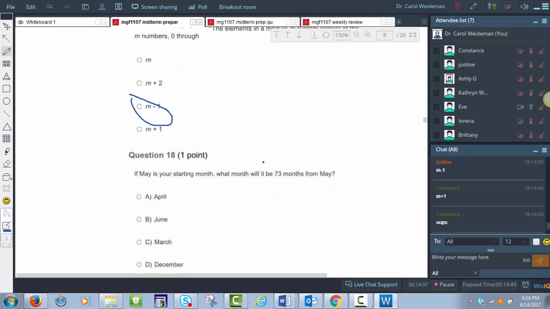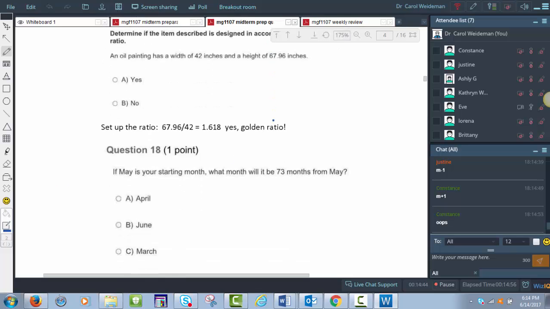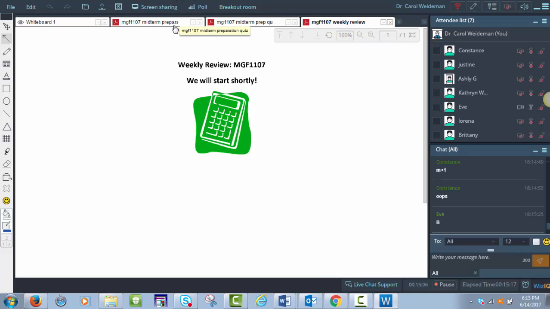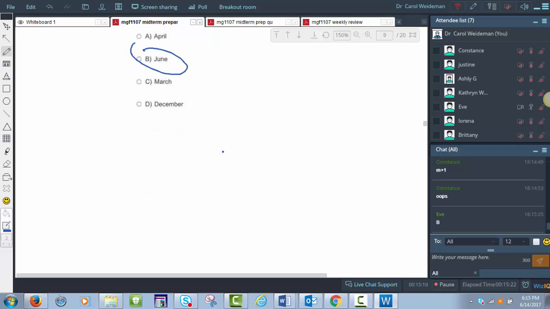All right. If May is your starting month, what month will it be in 73 months from May? So let's go over here. I take 73. Now we're on months, so the modulus system is 12. 73 divided by 12, I get 6, remainder 1. So what month is it going to be in 73 months from May? You're going to go ahead by 1 month, which is June. Let's flip back over. Yeah, this is June.